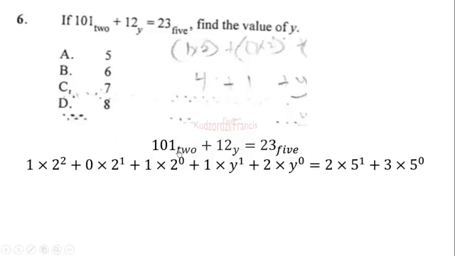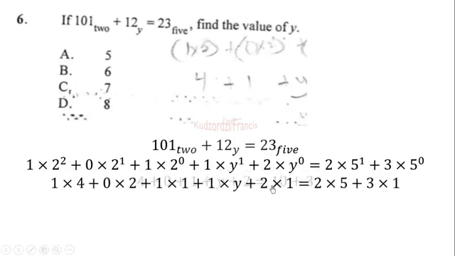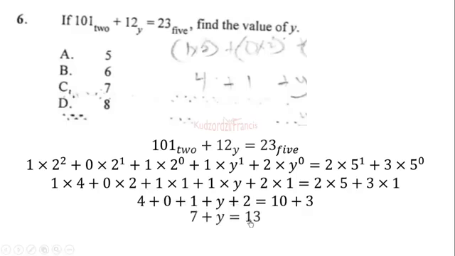So the base in each case here, base here, the base here. Then the next thing is to simplify. When we simplify, we obtain something like this, and this will give us 7 plus y is equal to 13, and that will give us y to be 6. So the correct answer is 6.